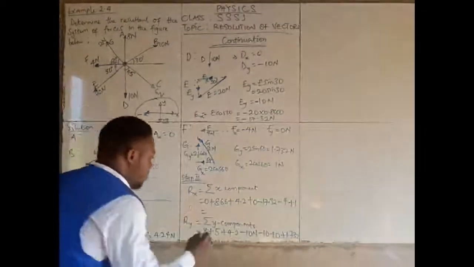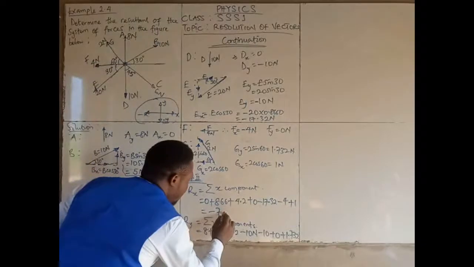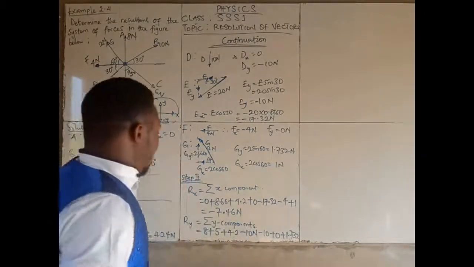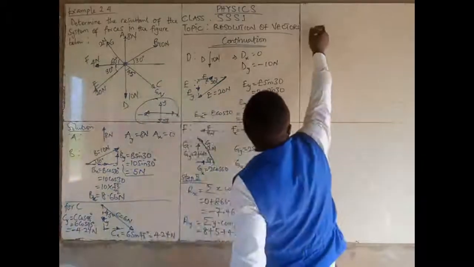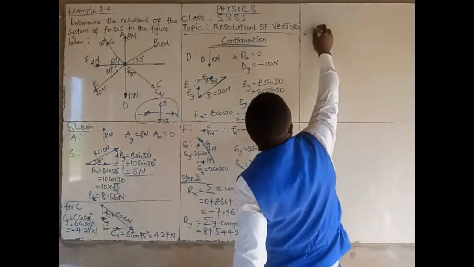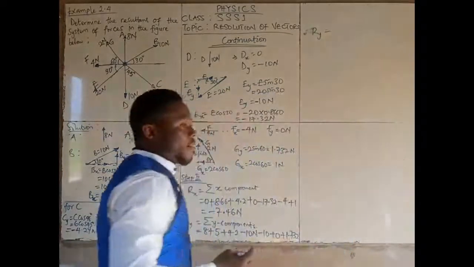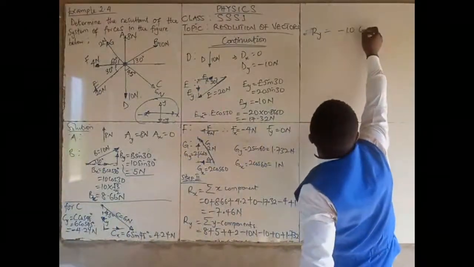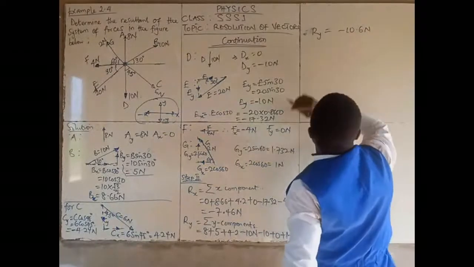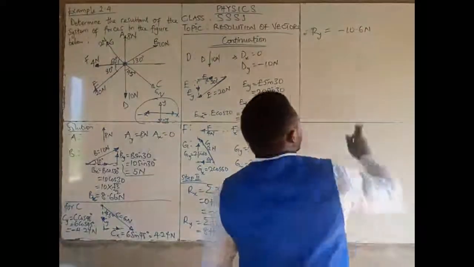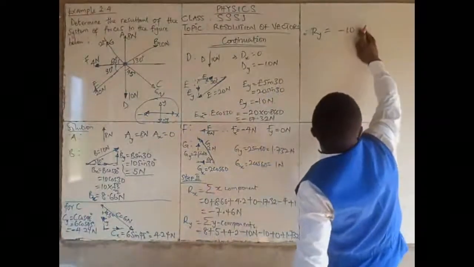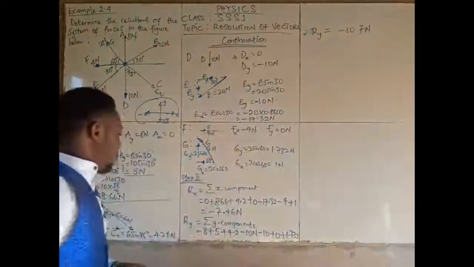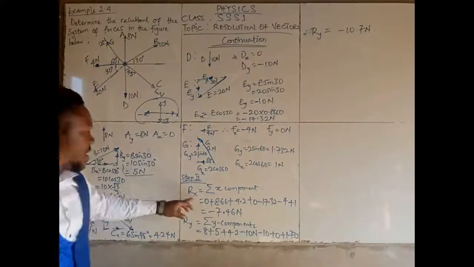Now let's have the result for Rx first: minus 7.46 Newton. That is our Rx. And let's have the result also for Ry: minus 10.6 Newton. What does this mean? So we have already found the x component and y component of our resultant.